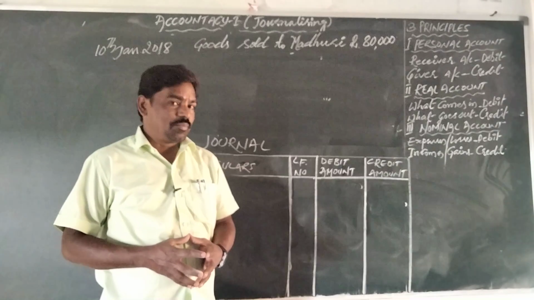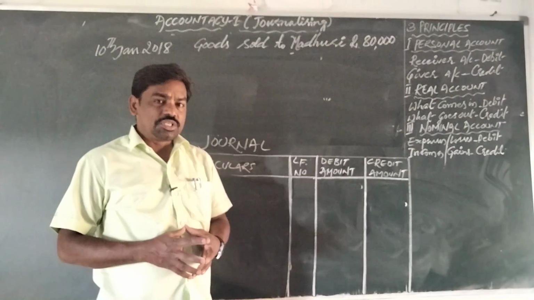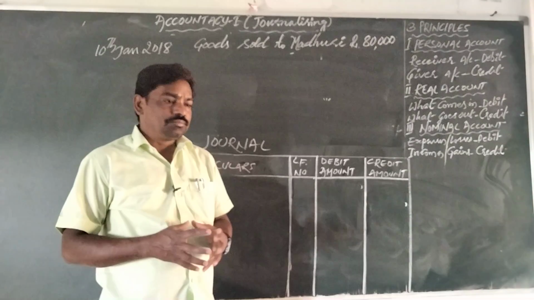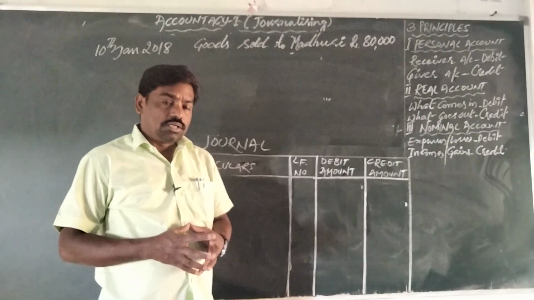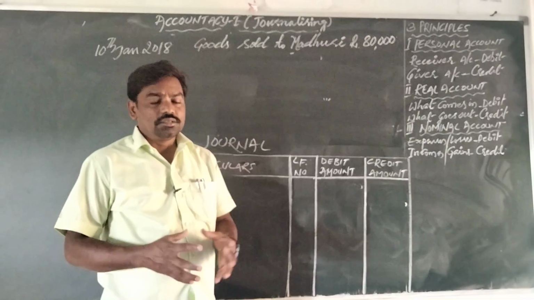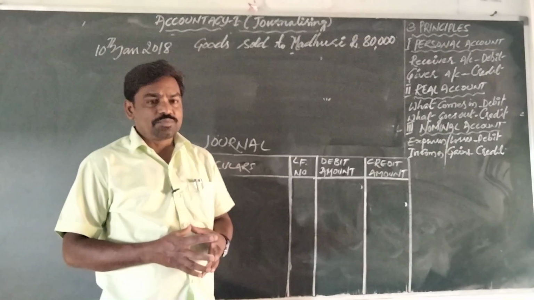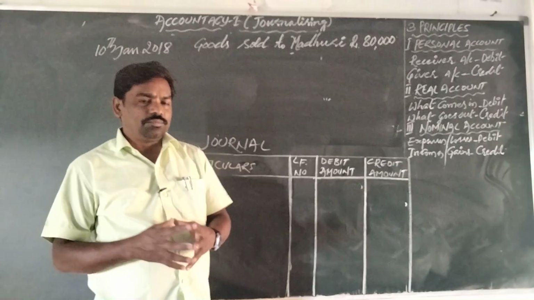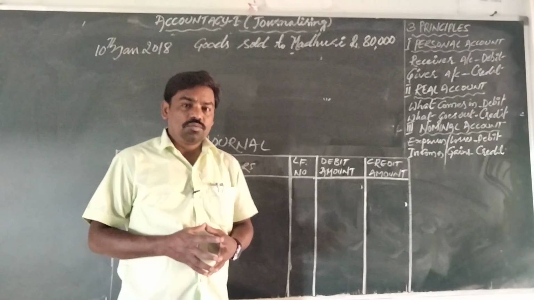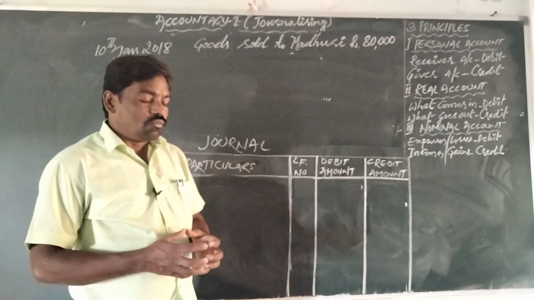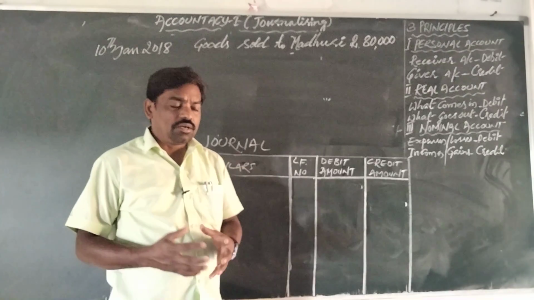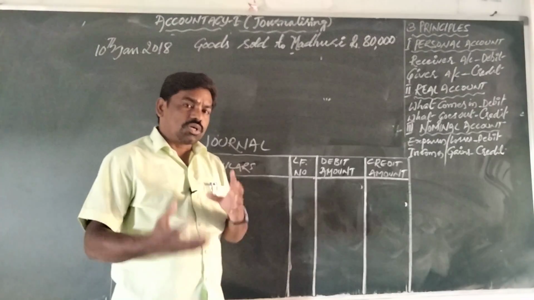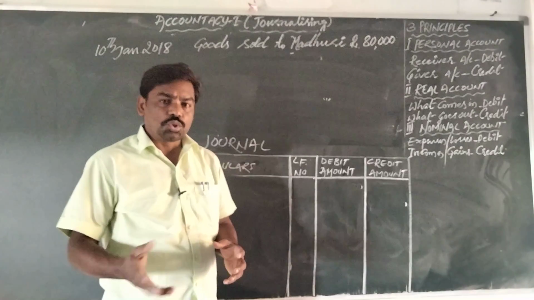Third one, nominal account. Personal account principle is that debit the receiver, credit the giver. So personal account principle is debit the receiver, credit the giver. And real account principle is what comes in should be debited, what goes out should be credited, or debit what comes in, credit what goes out.